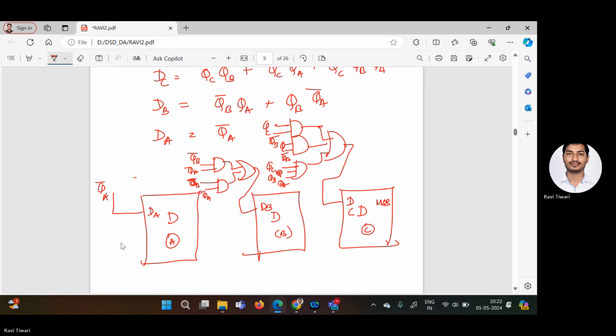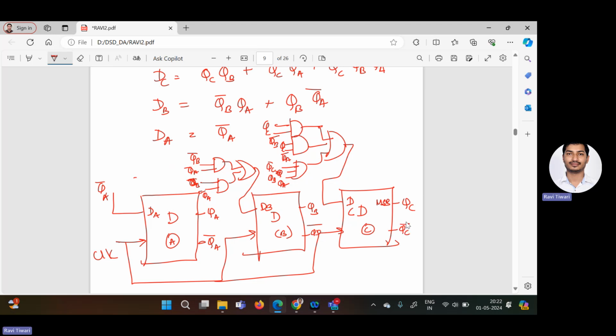and whatever will be the output you provide as DC. As this is a synchronous circuit, we have to provide the same clock to all the flip-flops. You also draw QA and QB and QC. Here you can also draw the inverted output. This is the clock. QA bar, this is QB bar, and this is QC bar. So this is the circuit diagram for a 3-bit synchronous up counter using D flip-flop.